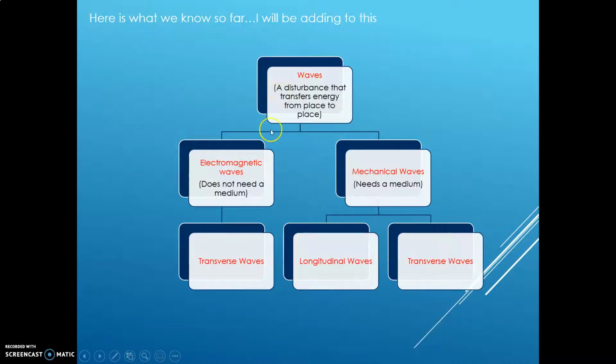So here's what we know so far. I broke this down into a little graphic organizer, and you guys did a Venn diagram. If you did it, thank you. It has a lot of the same information. We have waves at the top, and they can be broken down into two categories: EM waves and mechanical waves. EM waves do not need a medium; mechanical waves need a medium. EM waves are only transverse waves, and we're going to talk more about that today. Mechanical waves can be transverse waves, but they can also be longitudinal waves. Kind of a funny word, longitudinal. So let's look at that.